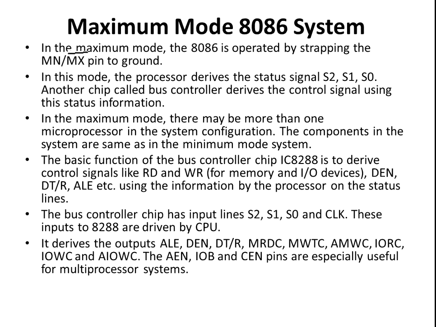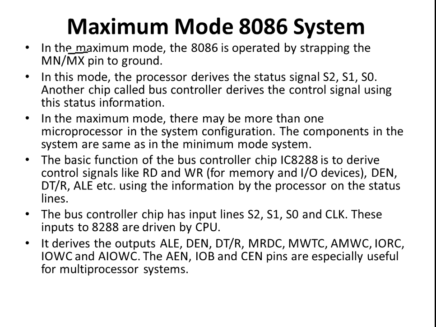Then we can see the maximum mode of 8086. The maximum mode of 8086 is operated by strapping the MN/MX bar pin to ground. In this mode, the processor derives the status signals S2, S1 and S0, which we already discussed. Another chip called the bus controller derives the control signals using this status information. In this maximum mode, there may be more than one microprocessor in the system configuration. The components in the system are the same as in the minimum mode system that we already discussed.